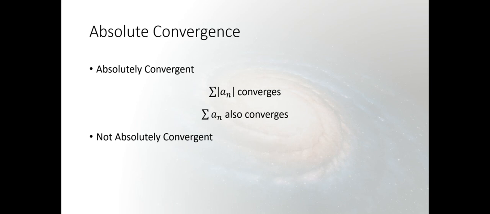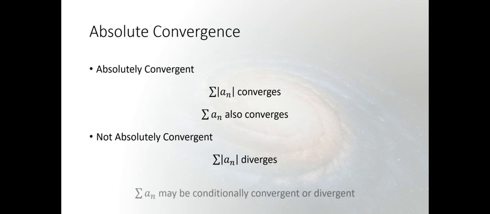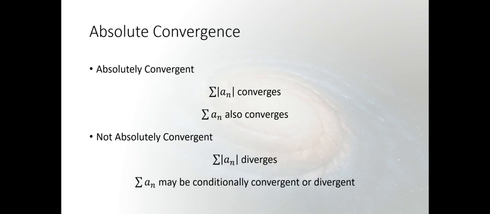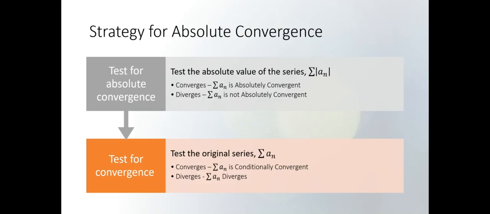This is really helpful when it comes to trying to prove convergence, absolute convergence, or conditional convergence. If a series is not absolutely convergent, then that means the absolute value of the series diverges. And the series itself may be conditionally convergent or divergent, but it's definitely not absolutely convergent. So what does this mean for a strategy for attacking these problems?